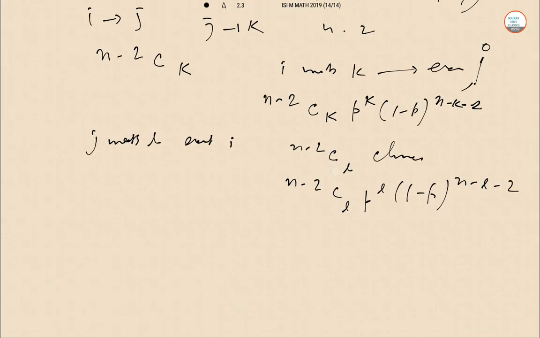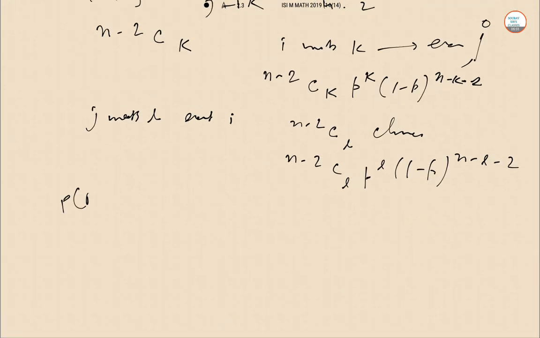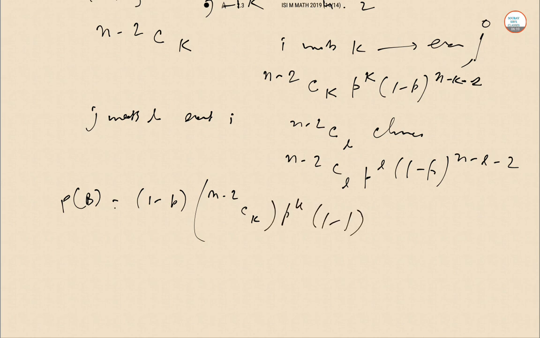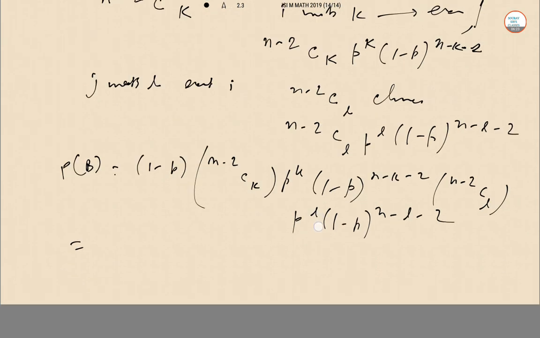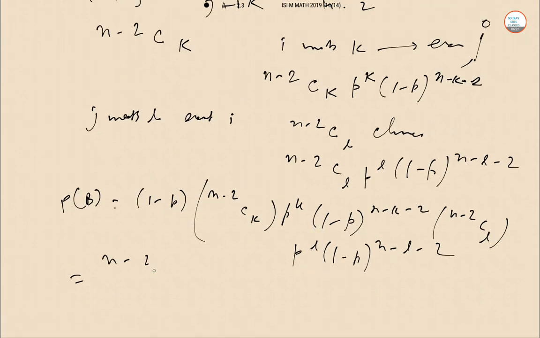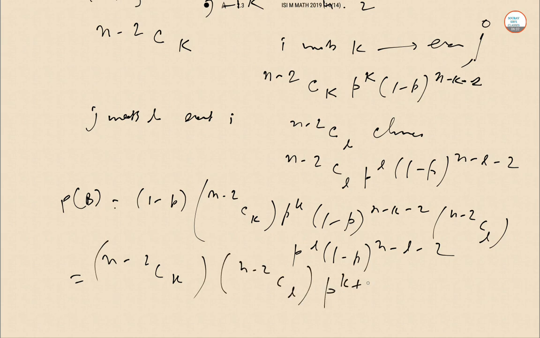So finally we can say that the probability of B is (1-p) times C(n-2, k) p^k (1-p)^(n-k-2) times C(n-2, l) p^l (1-p)^(n-l-2). This can be rewritten as C(n-2, k) C(n-2, l) p^(k+l) (1-p)^(2n-k-l-3).